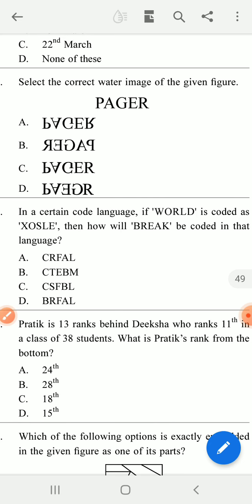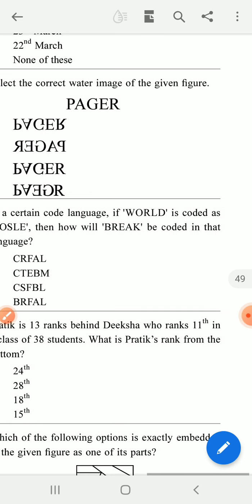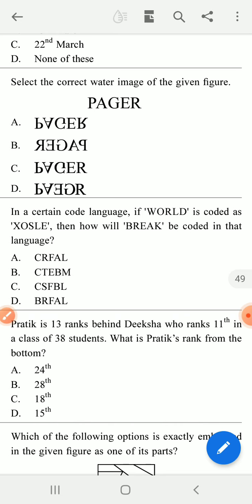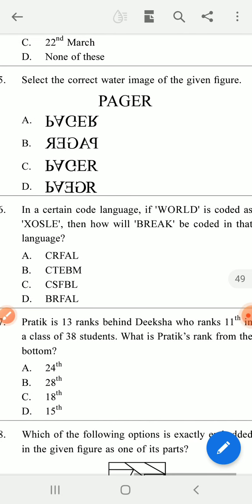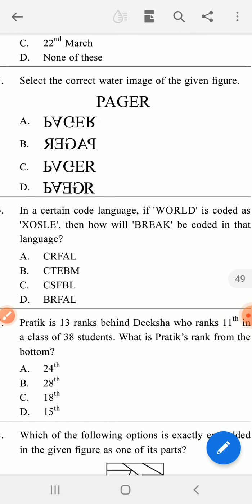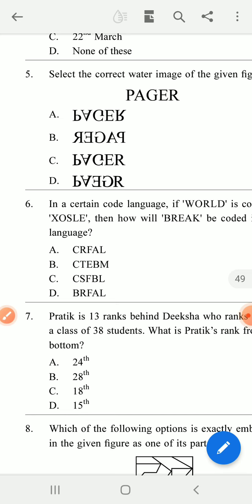In a certain code language, if a word is coded as XOSLE, then how will break be coded in that language? So what is the position of the letters W, R, L, D in alphabetical order? First find out the code. What is the code between W and X? Then find out the code between R and S. In this way you can find out the code for break in this language. 6A is the answer.